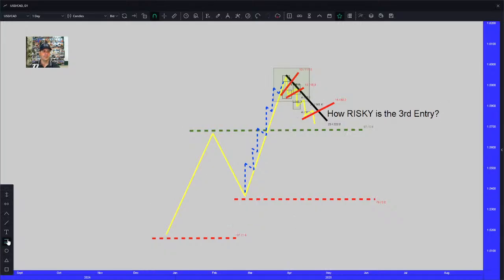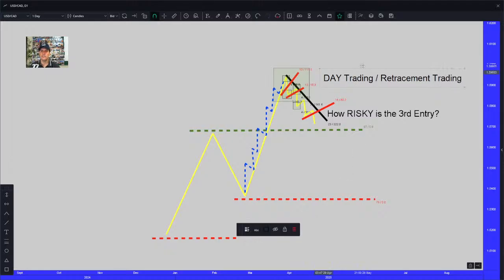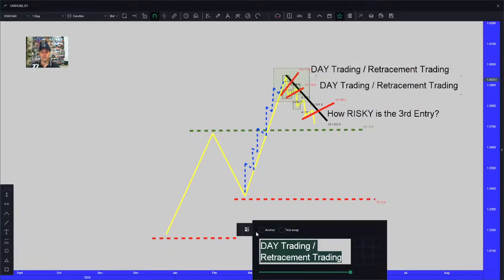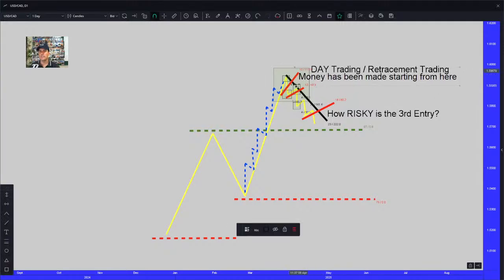So up in here, I'm going to put some text: day trading slash retracement trading. All right, money is being made here. You're going to text: money has been made starting from here. Hopefully my grammar is correct English, everybody. Money is being made starting from here. So how risky, everybody, is the third trade?